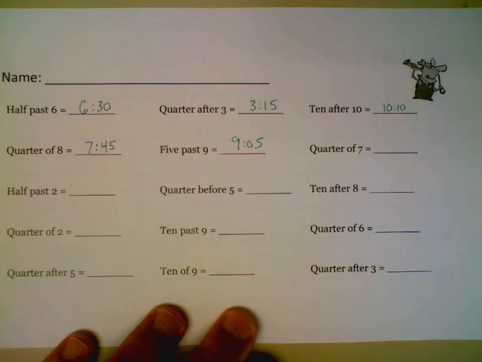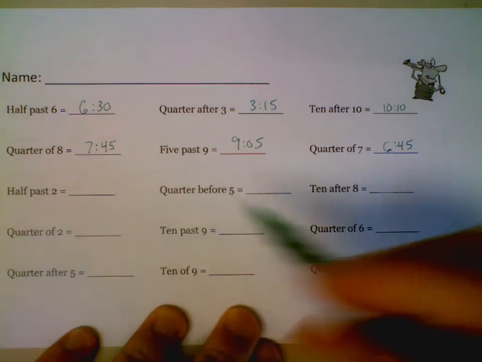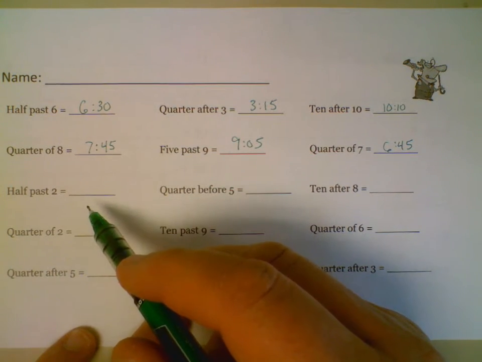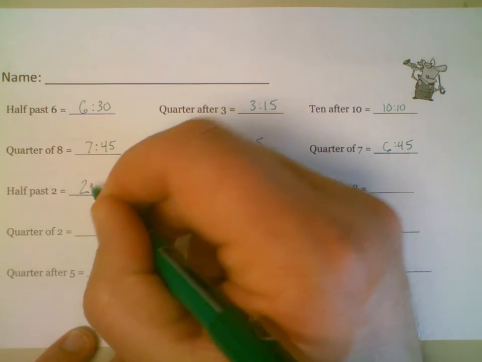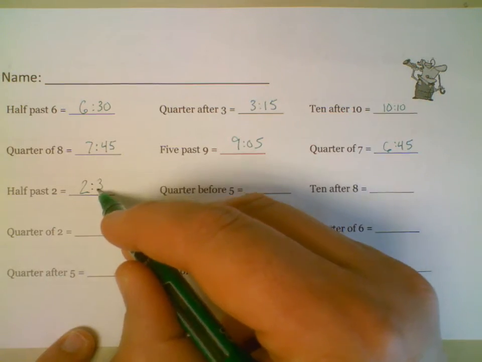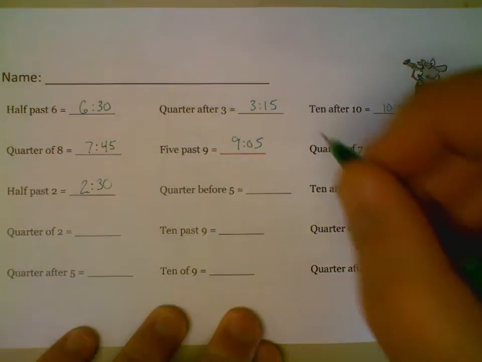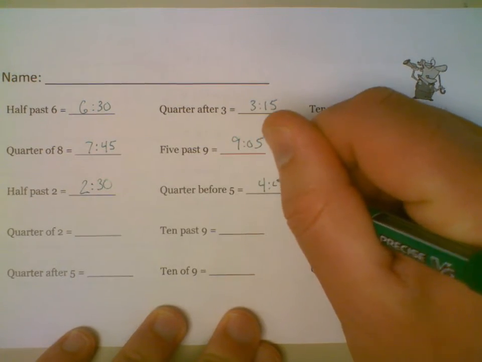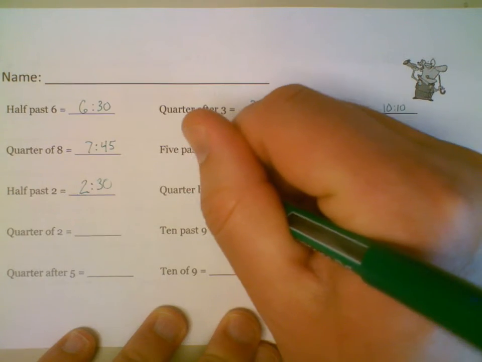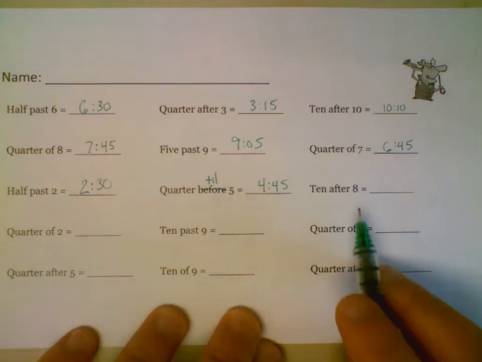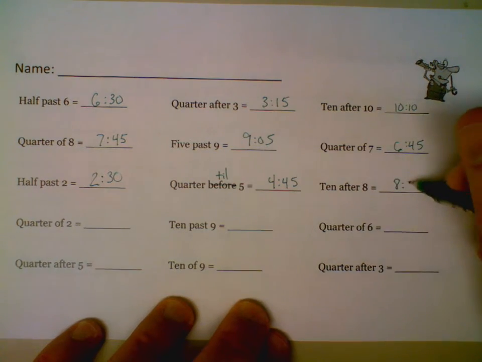Quarter of 7. It's going to be 7. Just 6:45. Half past 2. What do you got? It's kind of like the 6:30. The 2 o'clock hour is half over. We're down at the bottom, right? 2:30. Quarter before 5. 4:45. Or you could say quarter till. 10 after 8. 8:10.